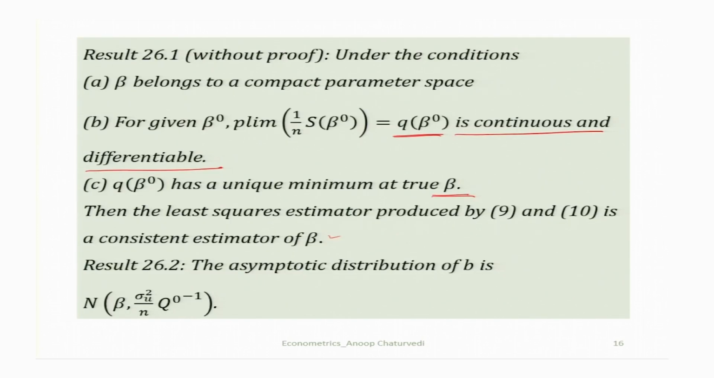Again, I am not going into the details of the proof here. And the asymptotic distribution of B is normal, having mean vector beta and variance covariance matrix sigma square u upon n q naught inverse. So, from here also you observe that the asymptotic distribution of B has mean beta, and as n tends to infinity, its variance covariance matrix tends to 0. So, this shows that B is a consistent estimator of beta.